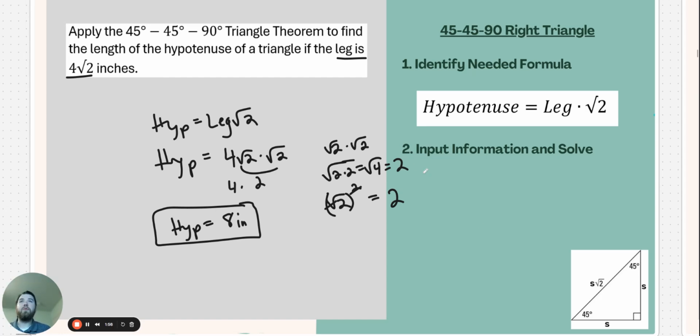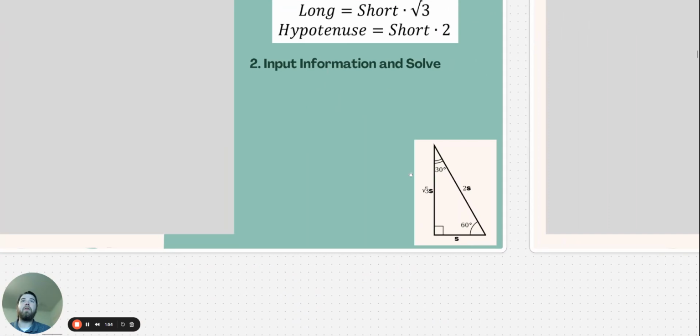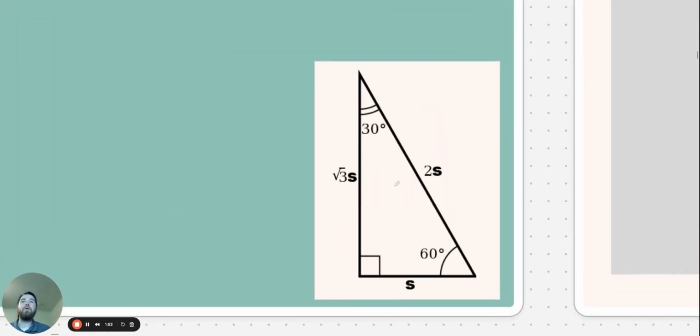All right. So now the next thing we're going to look at here is a 30, 60, 90. So a 30, 60, 90 right triangle is one where you've got a 30-degree angle and a 60-degree angle. The side that's across from the 30-degree angle, we're going to say that's S. That's our short side. The side that's across from the 60-degree angle is going to be square root of 3S. That's our long side. And then, as always, the side that's opposite the right angle is the hypotenuse. So that's what we're looking at here.